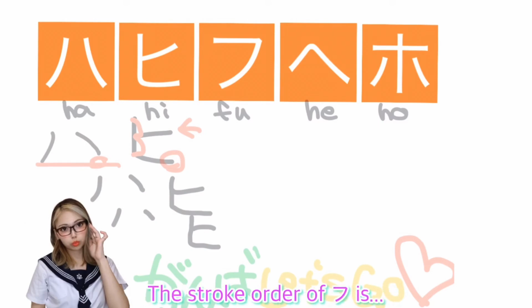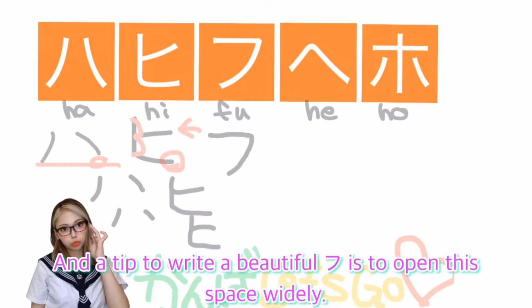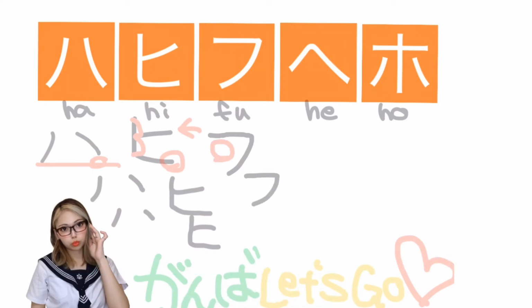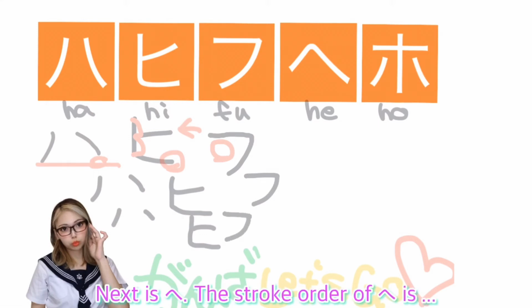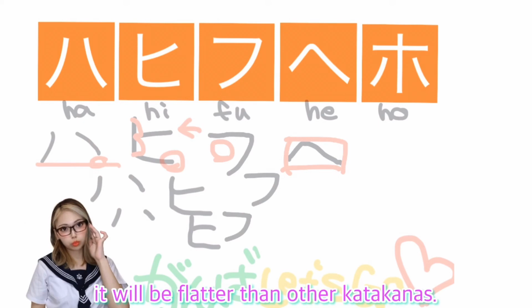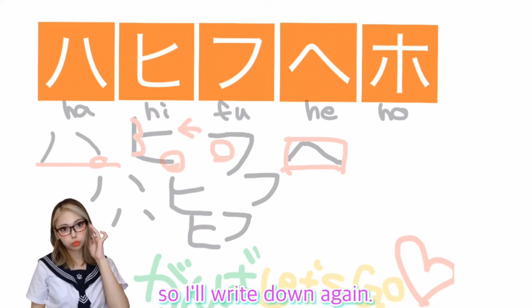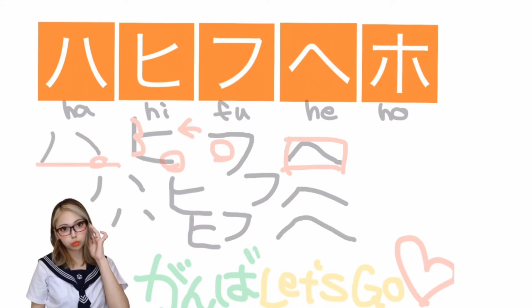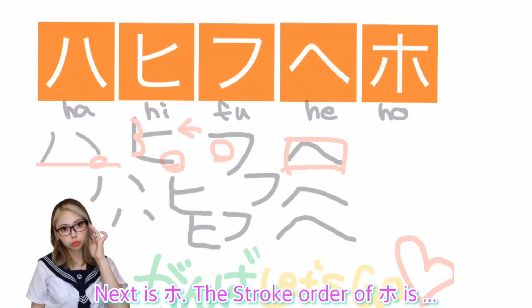The stroke order of fu is 1, and that's it. And the tip to write a beautiful fu is to open this space widely. So I'll write down again, 1. Next is he. The stroke order of he is 1. And the tip to write a beautiful he is to imagine a flat box. So it will be flatter than other katakana. So I'll write down again, 1. Okay. Next is ho.